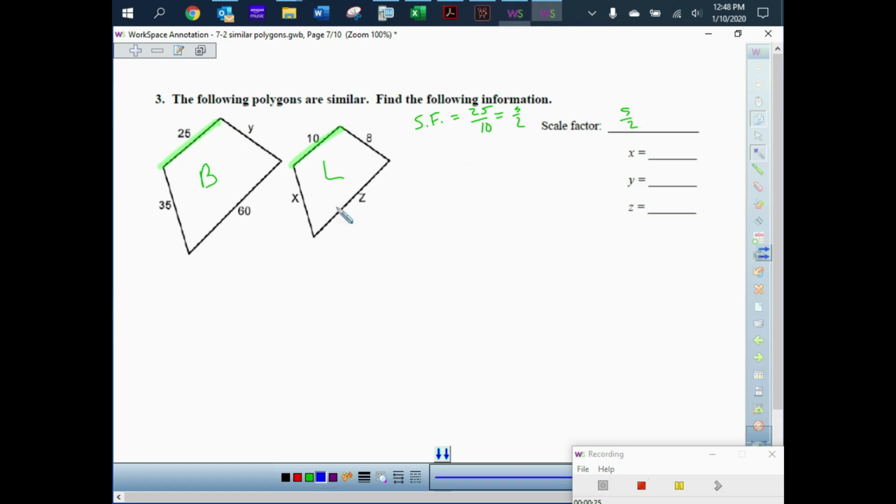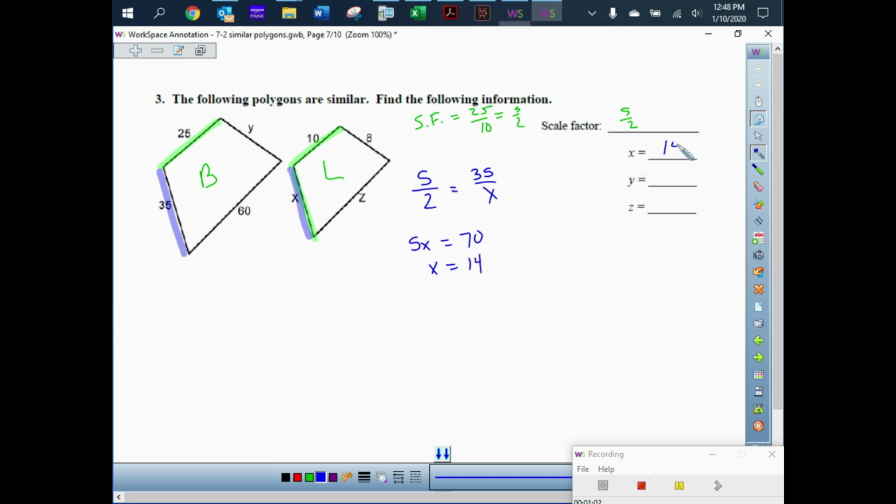And then find x. X is right here. He corresponds, let's use blue, with this 35. So we'll set up our scale factor of 5 over 2. And remember, we want to do big over little, so we'll do 35 over x, because 35 is in the big polygon, and we'll cross multiply. So 5x equals 70, and then divide. X equals 14, sorry. All right, yeah, 14.